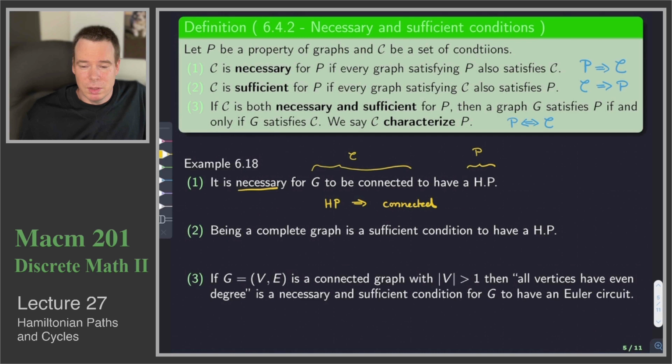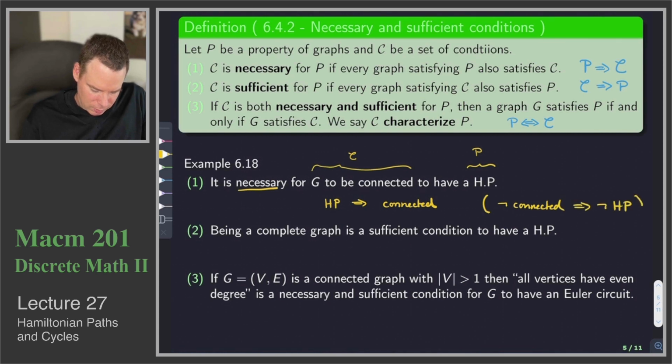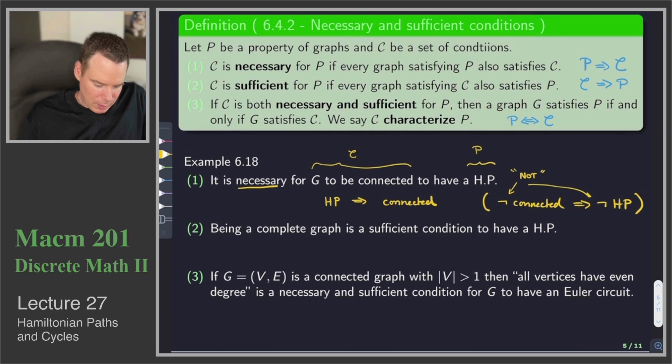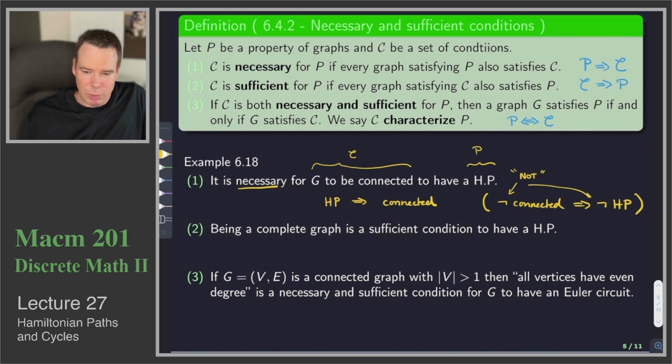That means that we can use this result in the following way. If the graph is not connected, it can't have a Hamilton path. So this is equivalent to: not connected implies does not have a Hamilton path, where we are using this not symbol, just borrowing some terminology and symbols from MACM 101 when you did logic. How about number 2? Being a complete graph is sufficient to have a Hamilton path. So what that means is being complete implies there's a Hamilton path.